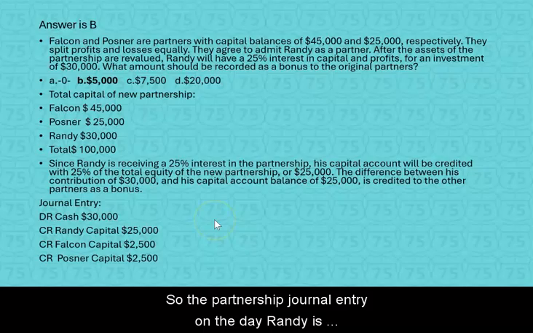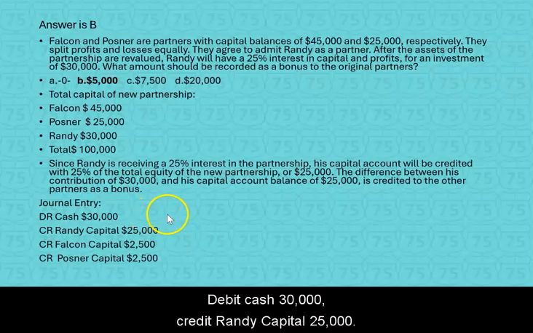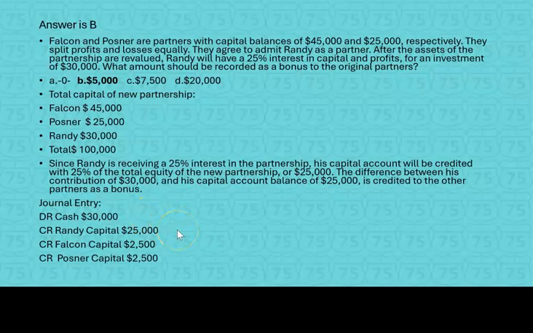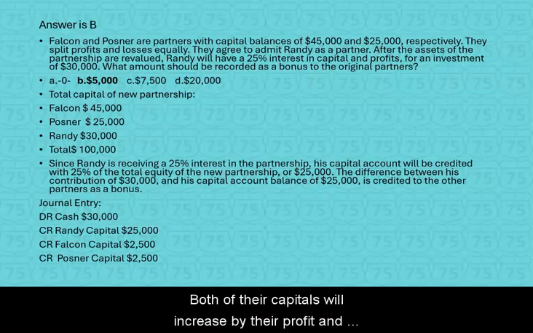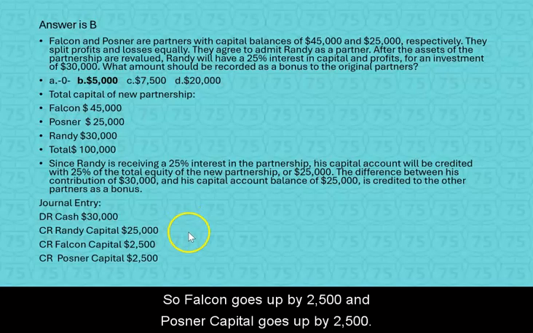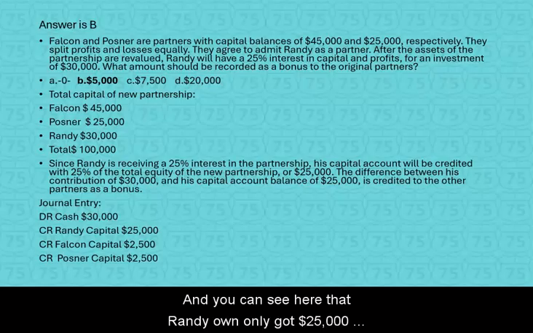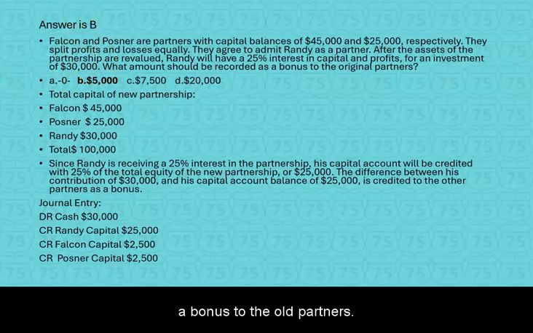So the partnership journal entry on the day Randy is admitted as a new partner looks like this. Debit cash $30,000, credit Randy capital $25,000, and the other $5,000 is split as a bonus between Falcon and Posner. Both of their capitals will increase by their profit and loss ratios, which are 50-50, since they share profits and losses equally. So Falcon goes up by $2,500 and Posner capital goes up by $2,500. And you can see here that Randy only got $25,000 in capital for a $30,000 investment, and that results in a bonus to the old partners.